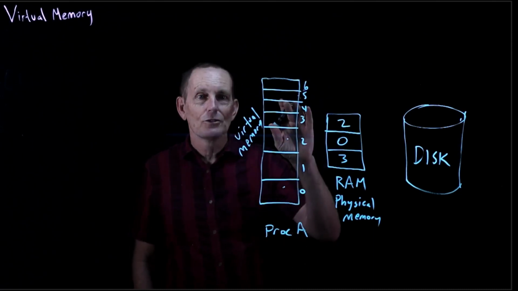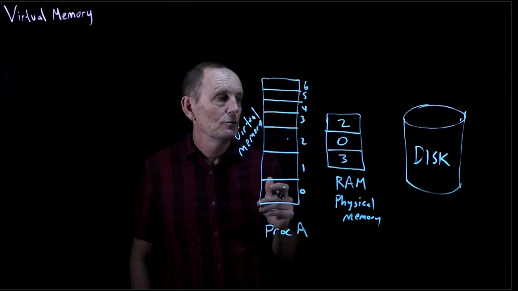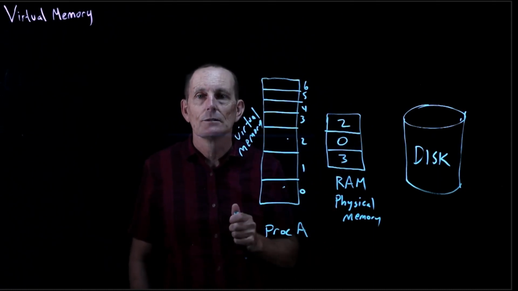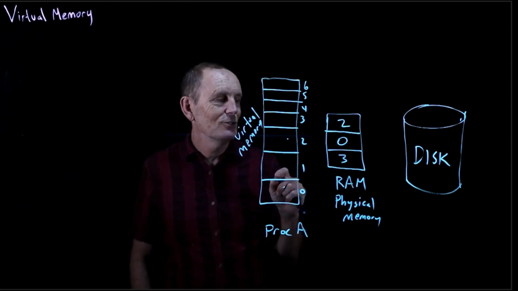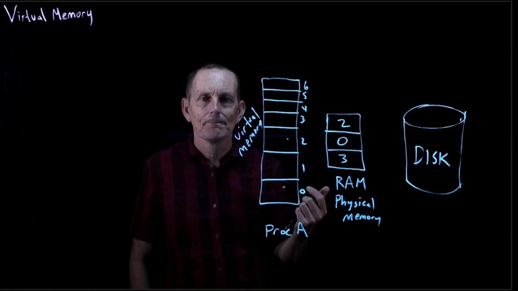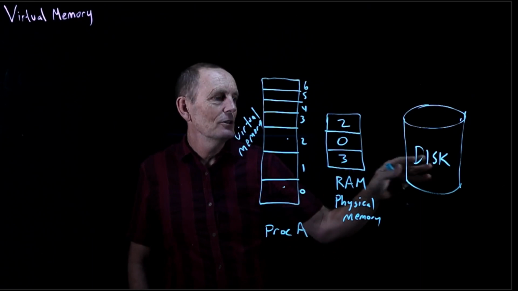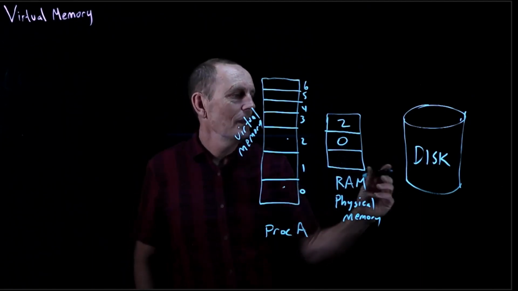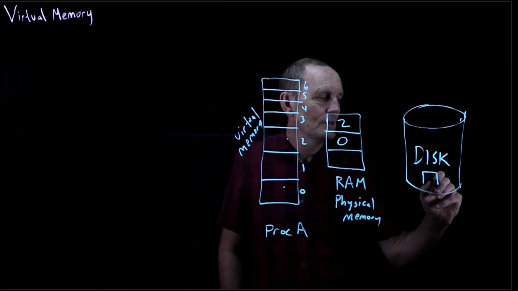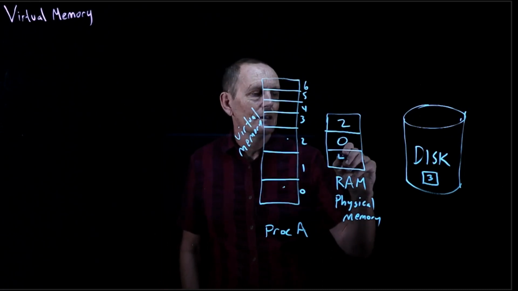In order to read or write from page 4, we're going to have to replace one of these pages. We are going to have to take one of these pages and do something with it. Basically, what we can do is put it to disk. Let's say we decide we'll take page 3. So we take a copy of page 3 and write it to disk, and then fill in page 4.